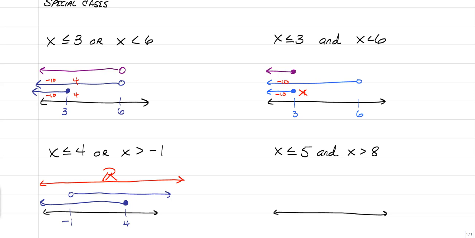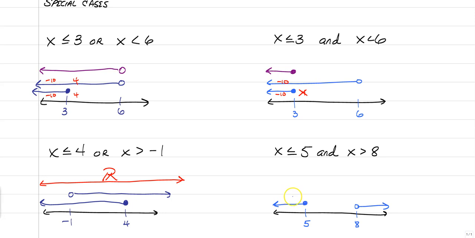Okay, last one. Let's talk about another AND statement. This time the AND statement, we have to think of a number that is less than or equal to 5 and greater than 8 at the same time. Now, I don't know about you, but I cannot think of a single number that satisfies that statement. If you can think of a number that is less than or equal to 5 and greater than 8 at the same time, then you just worked out some sort of a miracle here.